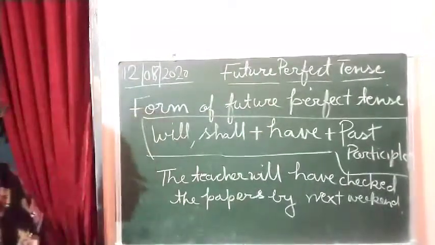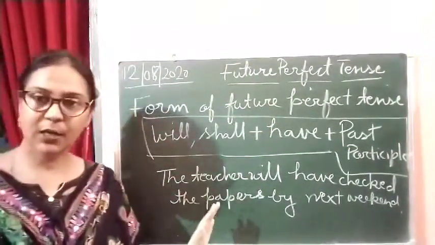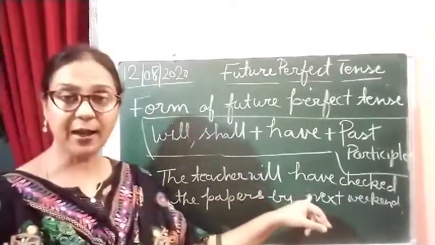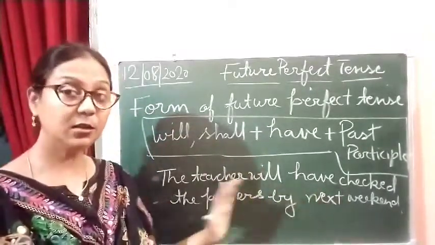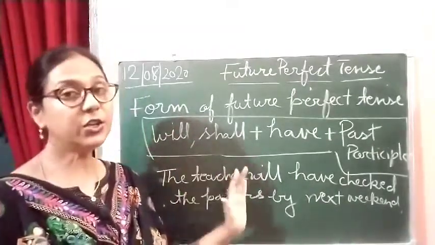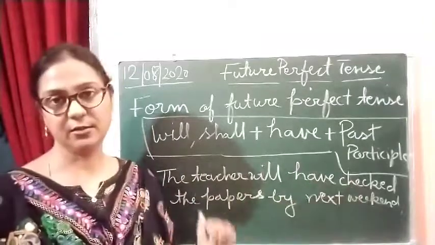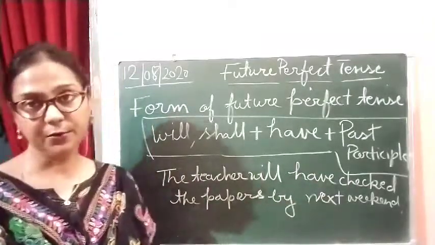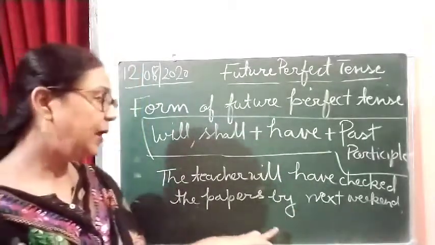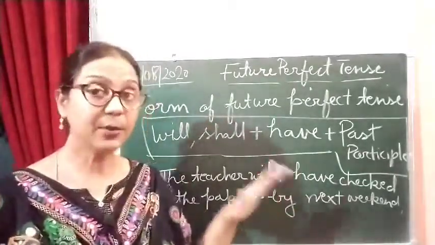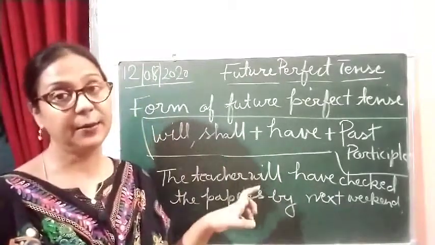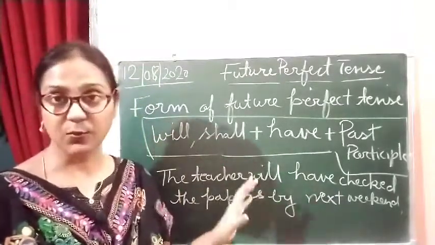So this example can show each and everything that we have used over here. The teacher, the singular subject, so the teacher will have checked. The third form of the verb we have written over here, and then the paper by next weekend. The time is also mentioned over here. So on which point of the time will she complete this work?